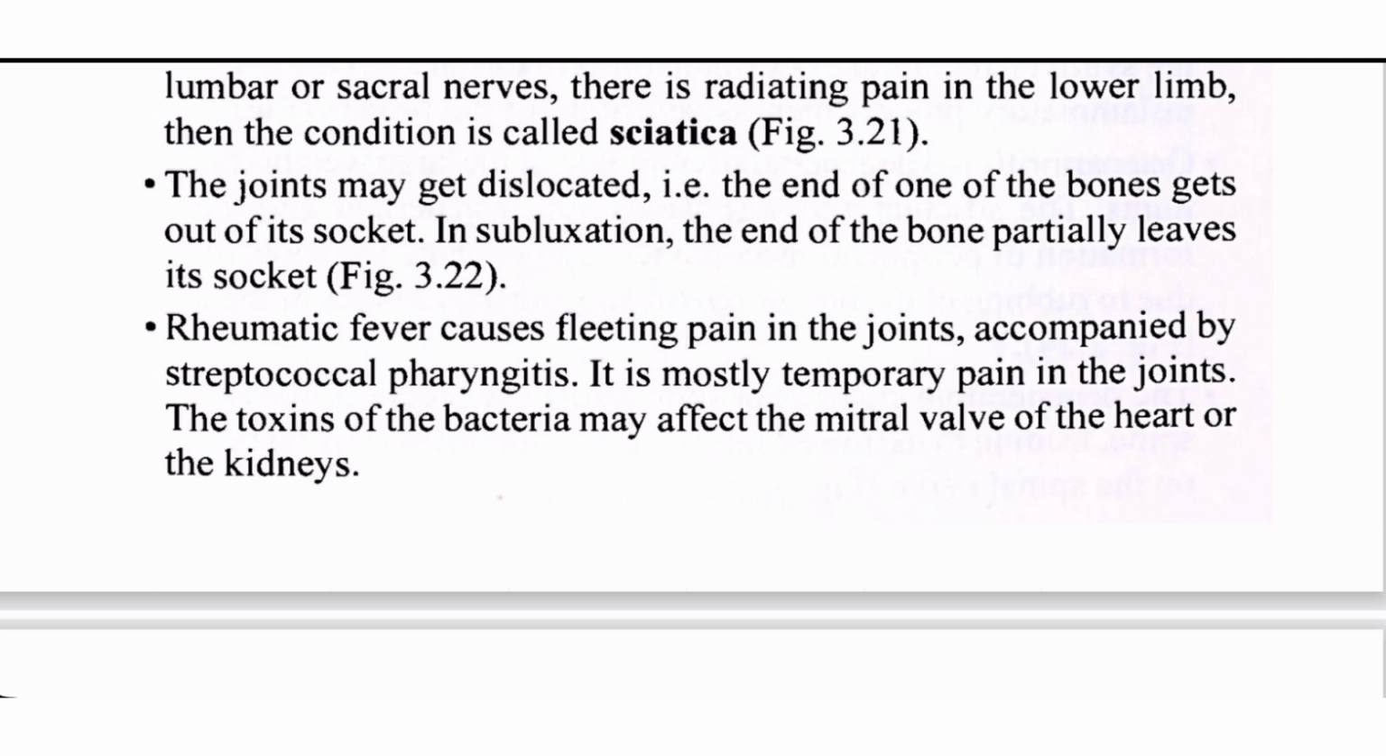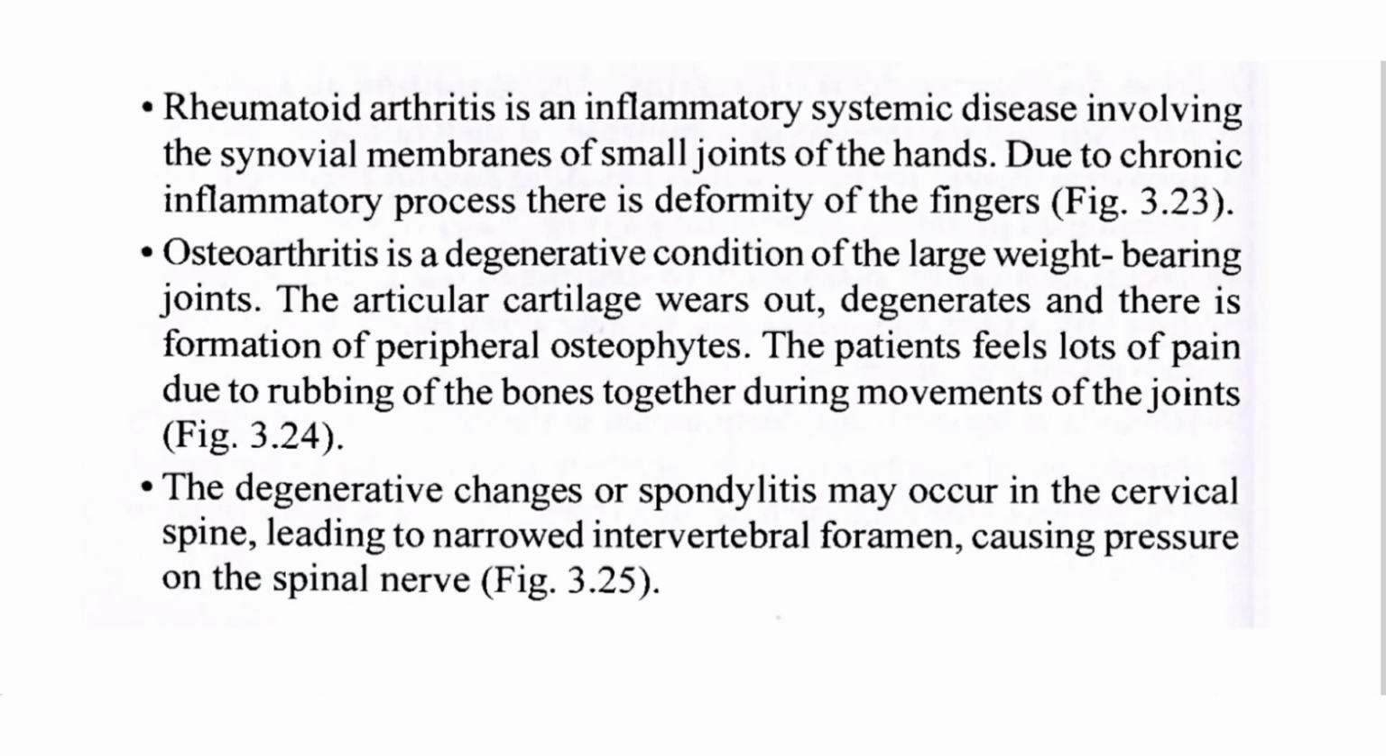So what happens in the joint is that the joints become inflamed and swollen, and that is a feature of rheumatic fever. But the main problem in rheumatic fever is that it affects the mitral valve of the heart. Also, it affects the kidneys, and because of these things, it mostly happens in children, so that child dies because of the heart conditions.